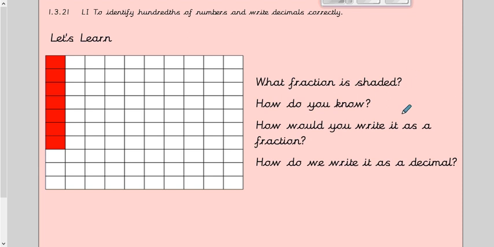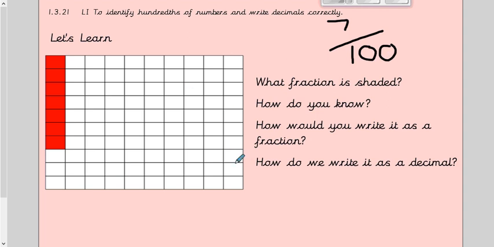So focus on the first two questions first. What fraction of the shape? I'm going to tell you that all of these squares are 100, so that might help you. And then how could we use that to write this as a fraction? If we know that there are 100 squares altogether, then our denominator is going to be 100. Then we would count how many are shaded to work out the numerator. So we have 1, 2, 3, 4, 5, 6, 7. So therefore 7 hundredths of the shape is shaded.